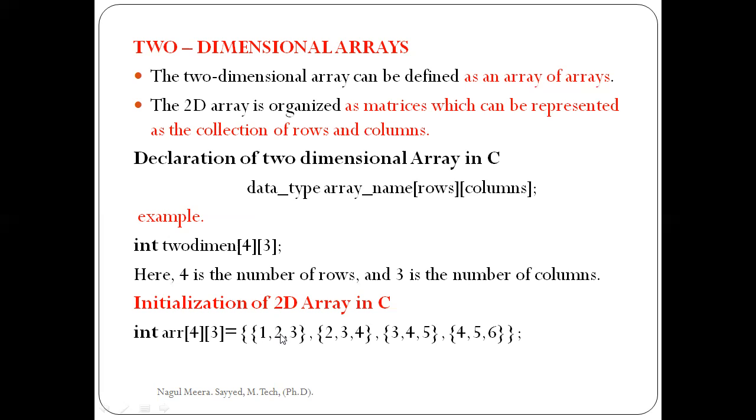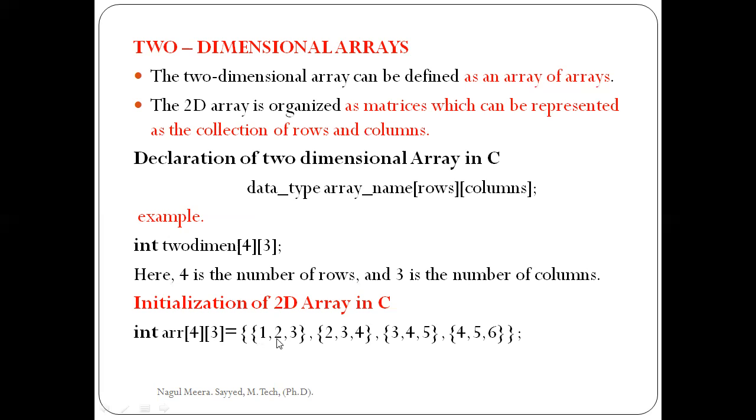So 1 2 3. What is the meaning of this 1 2 3? This is one row, and here there are 3 columns. So this is one column, this is another column, this is another column. Simply this is my row. 4 rows. So 1 2 3, comma, another 2 3 4. This is another row, comma, this is my another row, comma, this is my another row. So simply 4 rows, 3 columns.